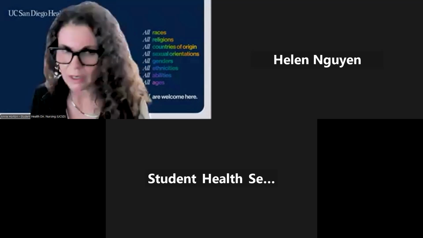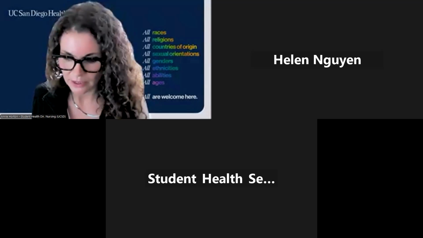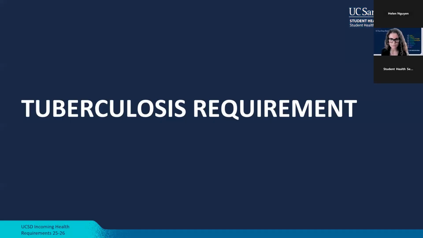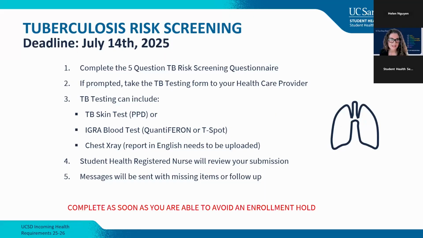So now we're going to go into the tuberculosis requirement. As I said, there's a TB risk screening questionnaire that you do first of all. If you're prompted, then you take the form to your healthcare provider to get testing. Testing can be skin testing, or PPD or tuberculin. There's lots of different names. It's all the same thing.